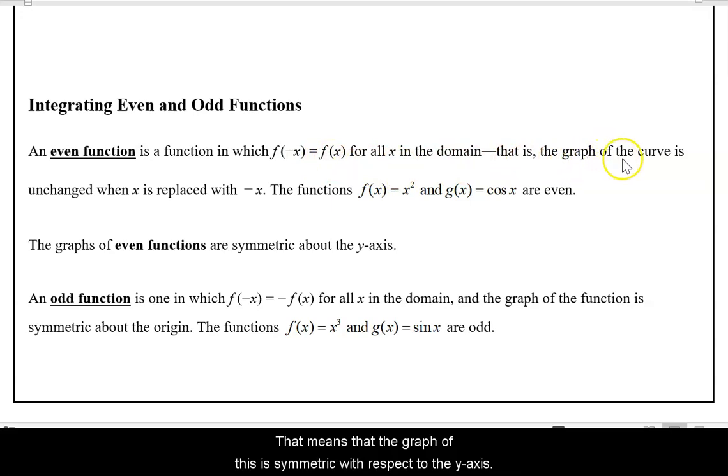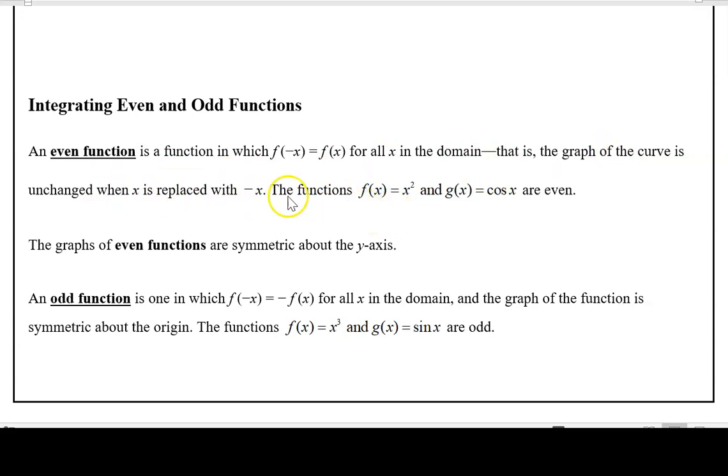That means that the graph of this is symmetric with respect to the y-axis. Another way of thinking about even functions is that they are, in fact, y-axis symmetric.